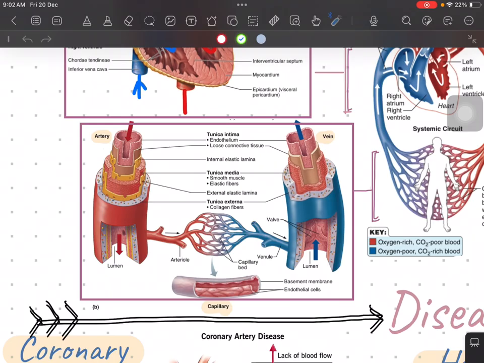And only the artery has external elastic lamina. And after that, artery and veins both have tunica externa, which is collagen fiber. Then the last one is capillary, which has a basement membrane and endothelial cell, and this is the smallest lumen compared to the artery and vein.